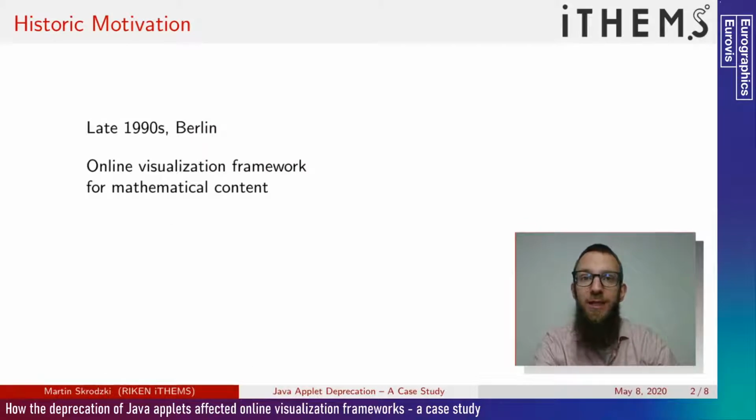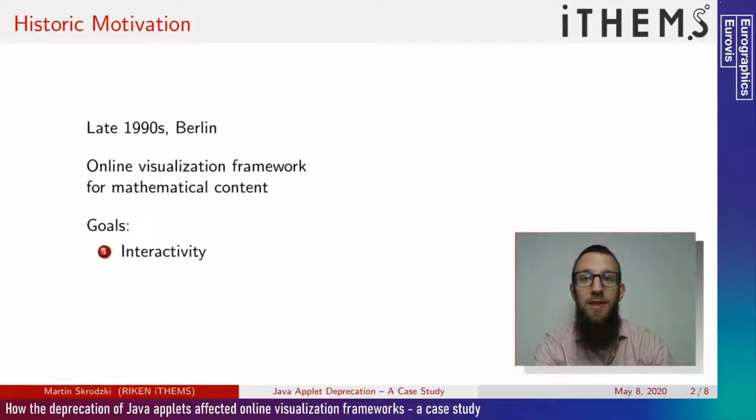First, for some historic motivation. We are placed in the late 1990s in Berlin, Germany. The internet is ever growing, and more researchers discover this new technology as a means for their work. So, also a group in Berlin who's on the lookout for an online visualization framework for mathematical content. This framework should satisfy 3 major goals.